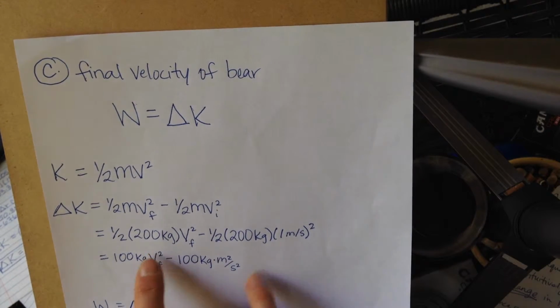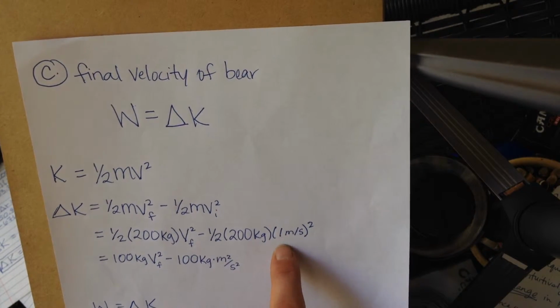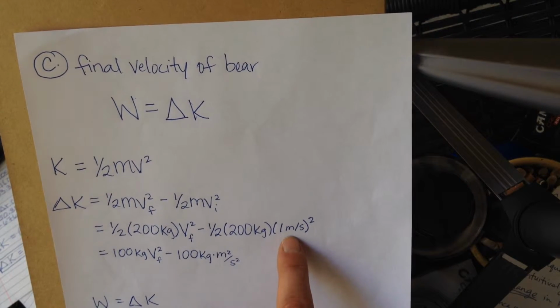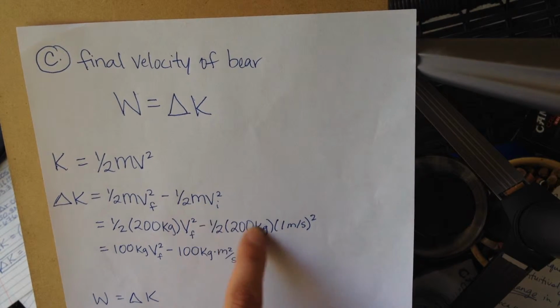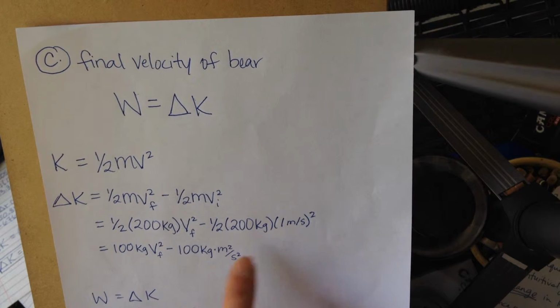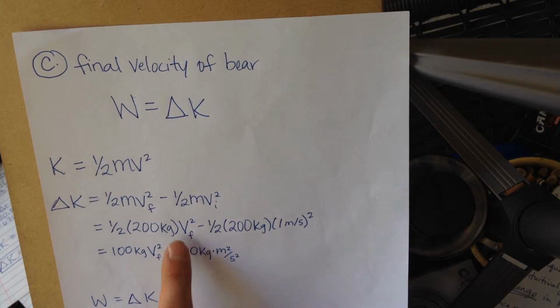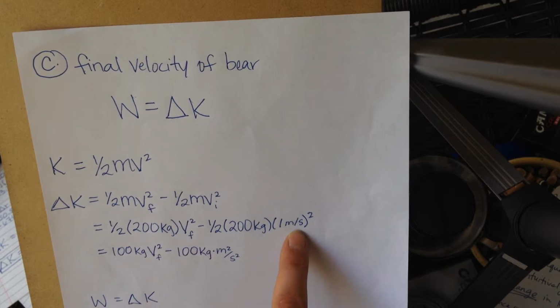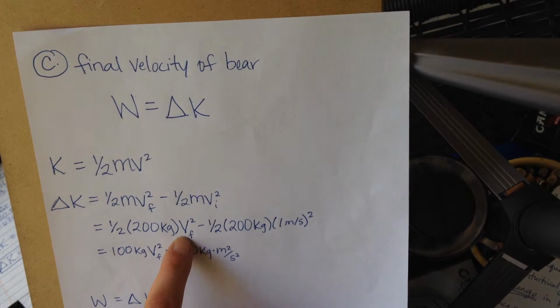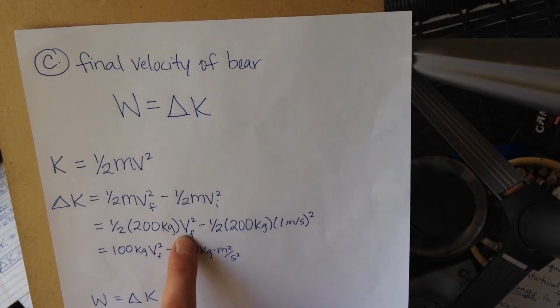And so finally, we have an initial velocity of 8 meters per second, and we know that our mass didn't change. The bear is still 200 kilograms. We're going to plug this in here, and we're going to solve for our final velocity.